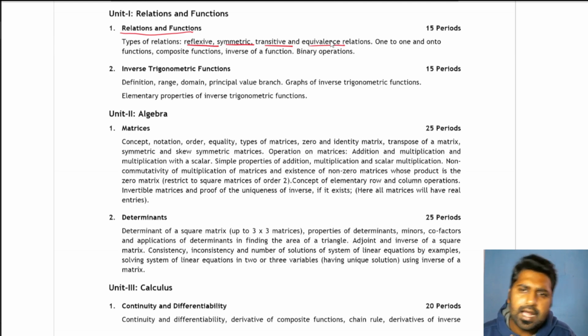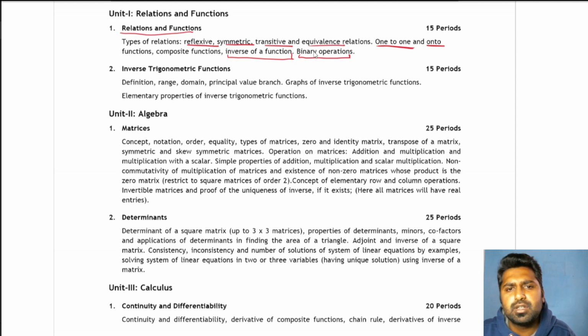Then another type, that is 1-1 and onto. We have to slightly understand the concept of the inverse of a function. There are a few slightly different topics, that is binary operation. But definition-wise, reflexive, symmetric, transitive, very straightforward questions on those. 1-1 and onto, again very important, direct straightforward questions on those. Binary and inverse are usually rarely touched. So these are very important, I'll say.